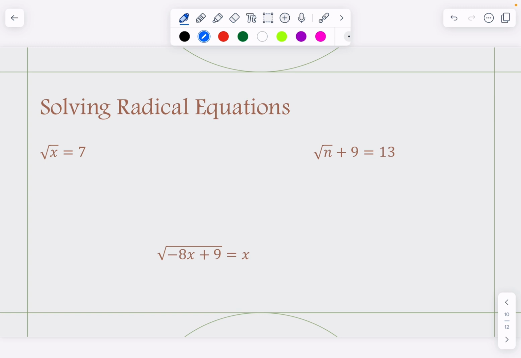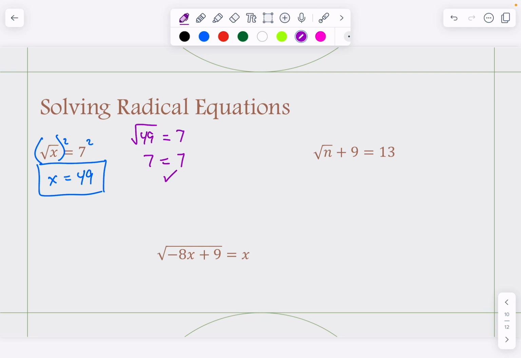On this first one, the square root of x equals 7, the radical is already alone, so I'm going to square both sides, giving me x equals 49. And that's all there is to it, because there's nothing else under the radical to actually solve. Now, just to confirm that, the square root of 49 is 7, so this one checks out.